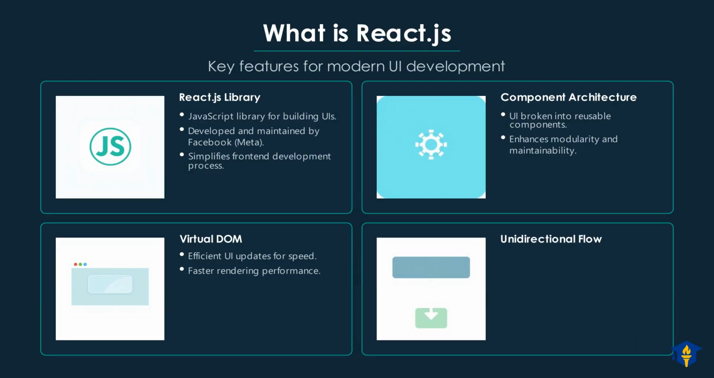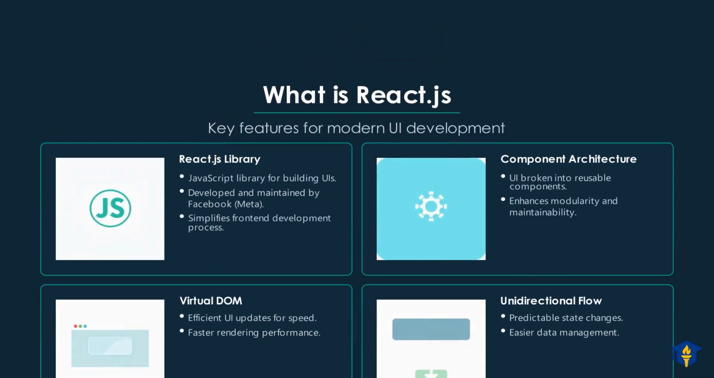React also follows a unidirectional data flow for managing data. This design principle ensures predictable state changes, making it easier to track and debug data. The unidirectional flow also simplifies data management, leading to more robust and less error-prone applications.